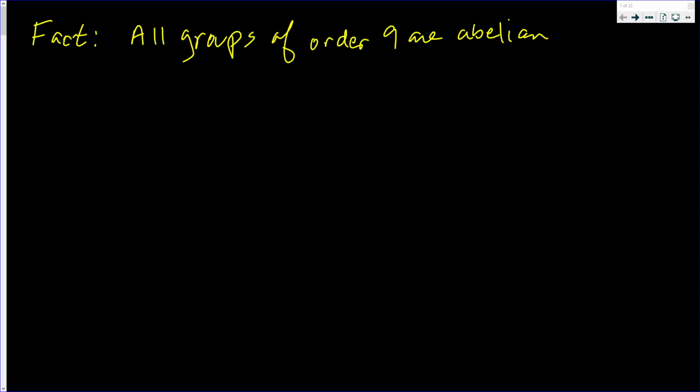In this video, we're going to prove the following fact. All groups of order 9 are abelian.